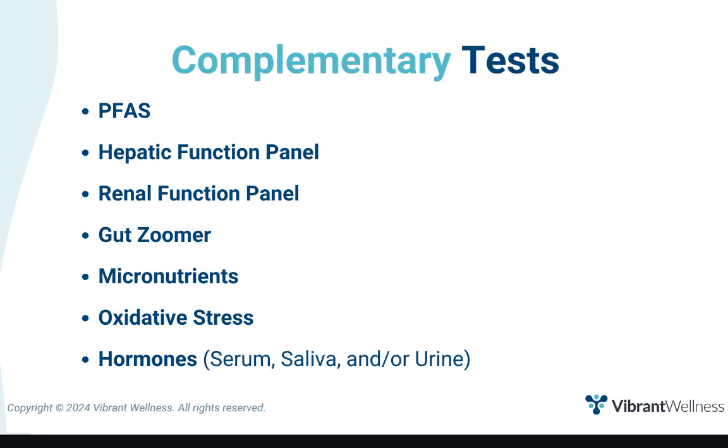In addition to the Total Tox Burden test, also consider exploring exposure to PFAS chemicals, which are not included on the Total Tox Burden. Also consider the hepatic function and renal function panels to investigate liver and kidney function, which impact detoxification and elimination. Also, the gut zoomer to investigate microbial overgrowth burden, intestinal hyperpermeability, and/or elevated beta-glucuronidase impacting detox and elimination. Also, micronutrients to assess intracellular and extracellular nutrient levels, as many toxins deplete critical nutrients such as antioxidants and minerals. Also, to assess for the adequacy of micronutrients required for phase 1 and phase 2 detoxification pathways.